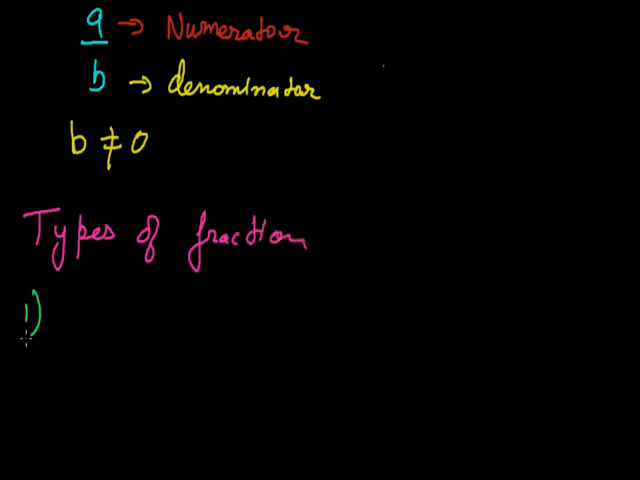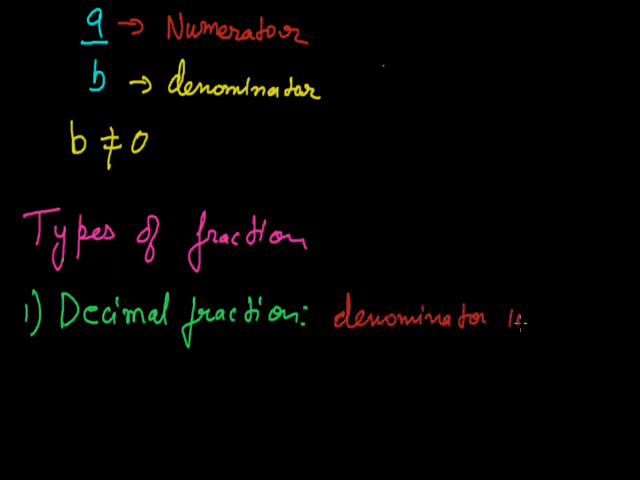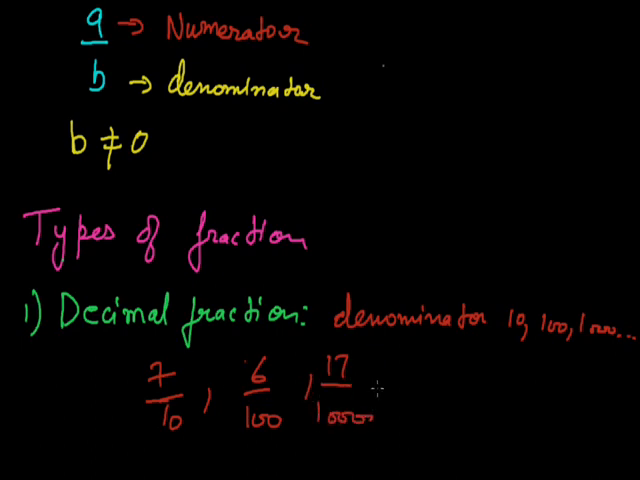The first type of fraction is the decimal fraction. In this type of fraction, the denominator is 10, 100, 1000 and so on. If the denominator of any number is 10, 100 or any one of them, then this type of fraction is known as the decimal fraction. For example, 7 by 10, 6 by 100, 17 by 1000, all these are decimal fractions.